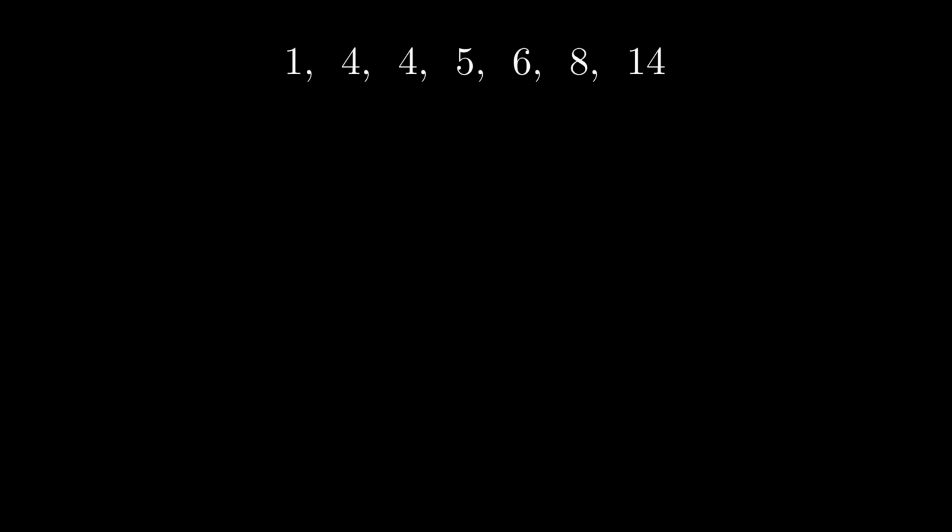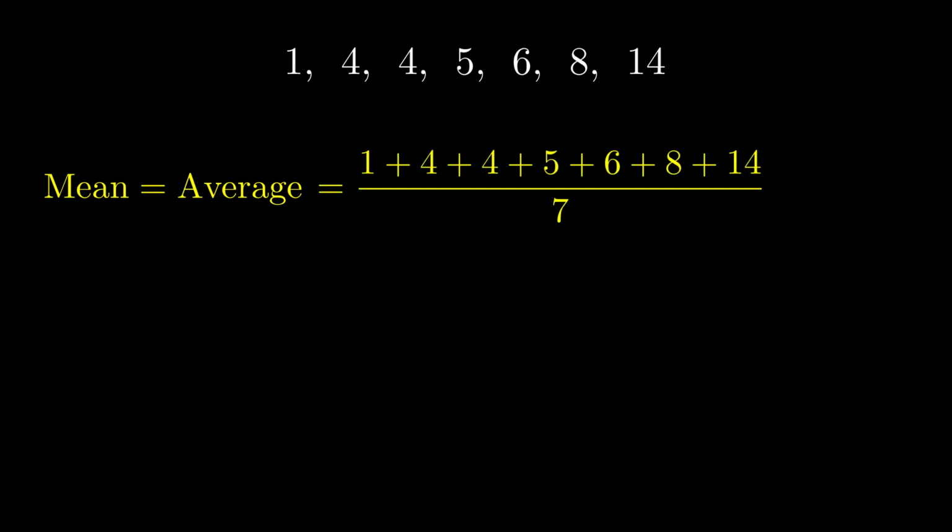Today is a review on mean, median, mode, range, and frequency tables. So we're going to start with a small set of numbers, and the mean is another name for the average. To get the average, we need to add up all of the numbers and then divide by how many there are, which for this set is 7. So we can put that into the calculator, and we should get 6.